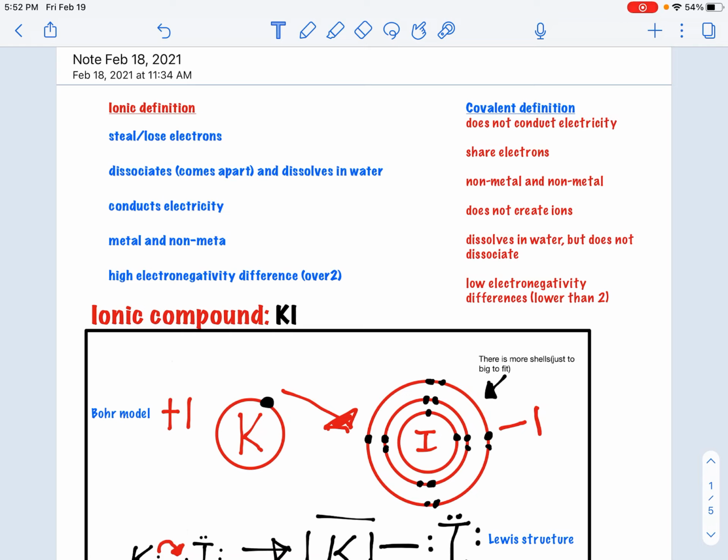For covalent, they do not conduct electricity. They share electrons. They're made up of non-metal and non-metal, so that's an easy way to figure out immediately if it's covalent. They do not create ions. They dissolve in water and do not dissociate, so they don't come apart. And they have electronegativity lower than 2.